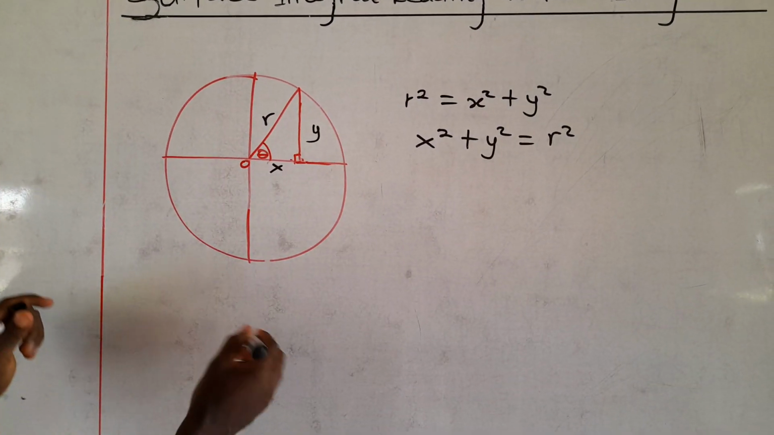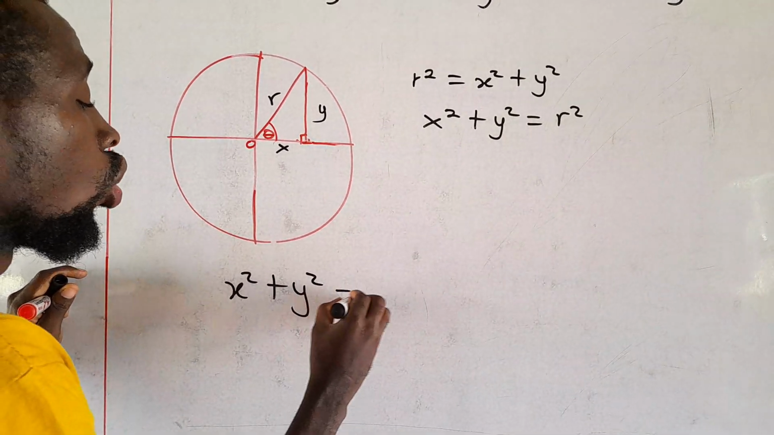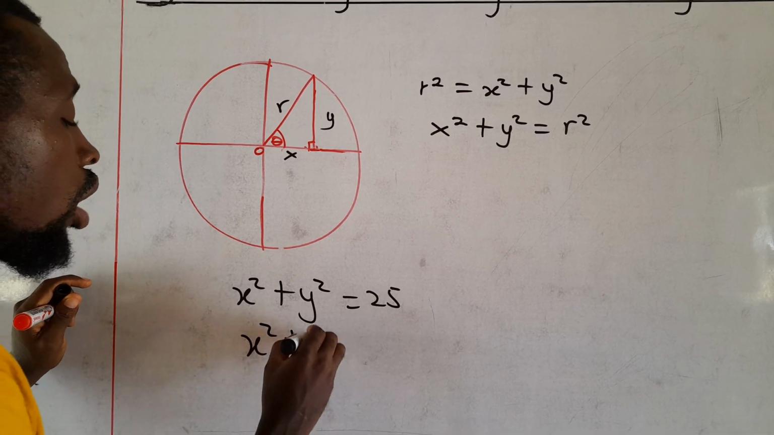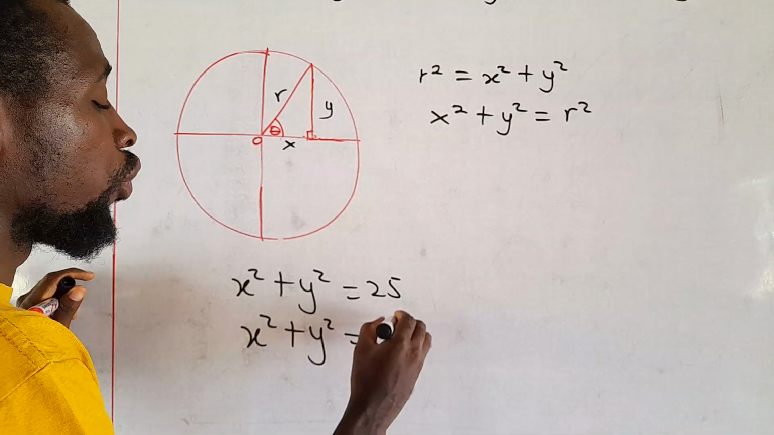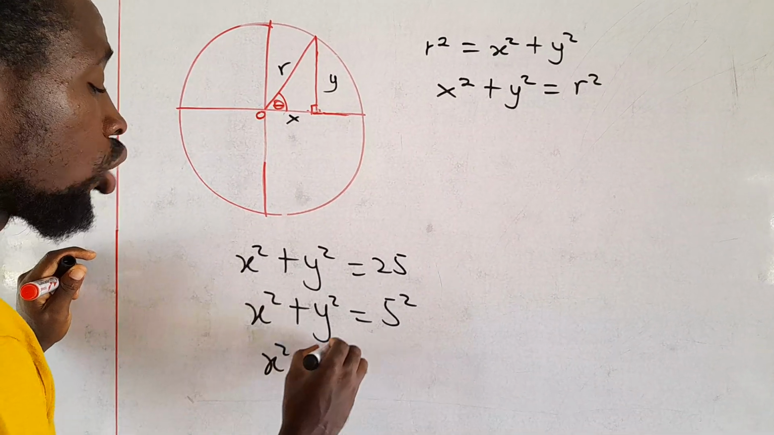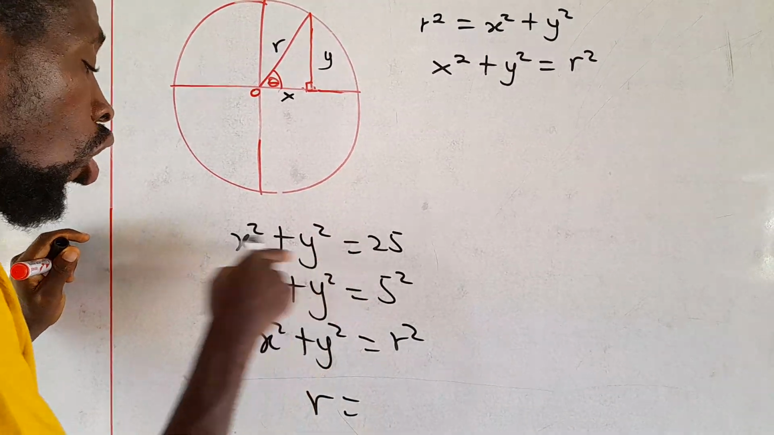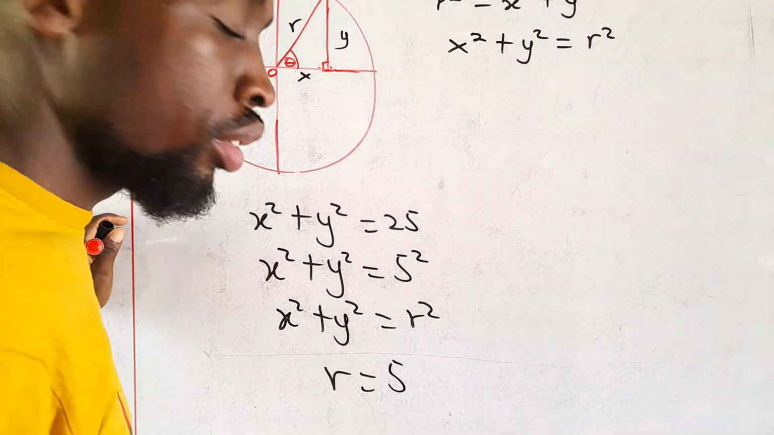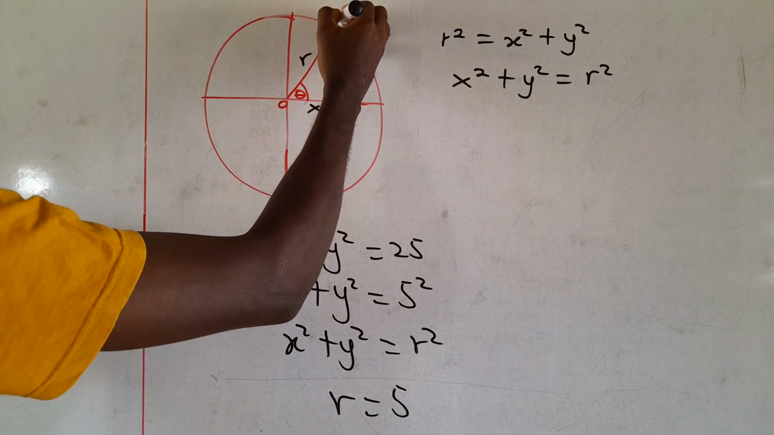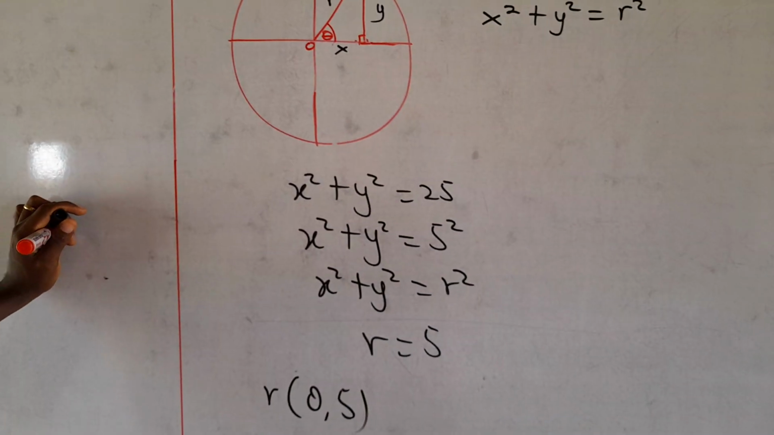If we have any equation, for instance, x squared plus y squared equal to 25, we can rewrite this equation as x squared plus y squared equal to 5 squared. Then comparing it to x squared plus y squared equal to r squared, we can say the radius of the circle of this equation is 5. Then we can also say that the radius starts from 0 to 5. So the radius is from 0 to 5.